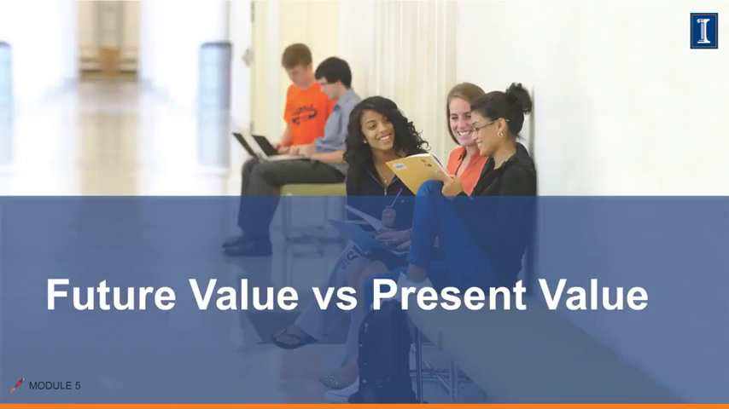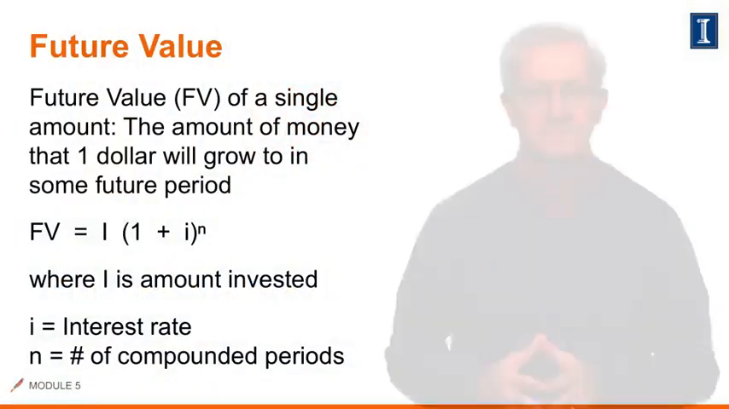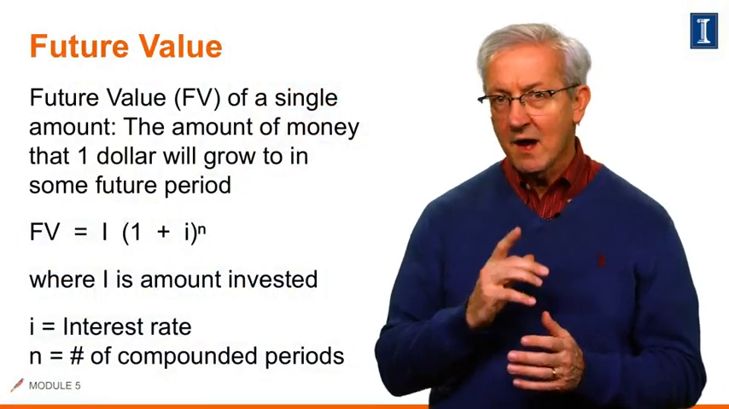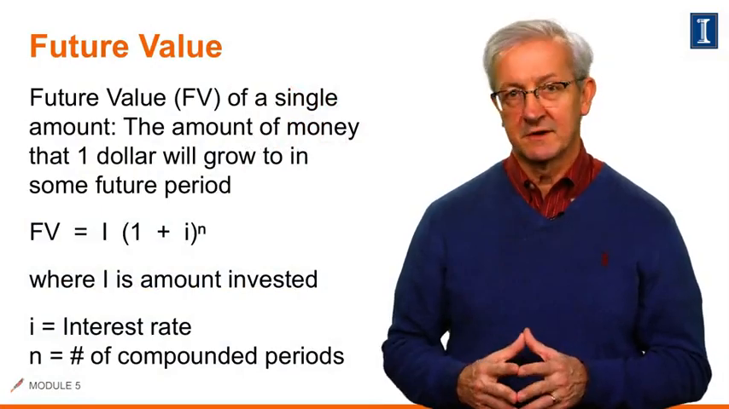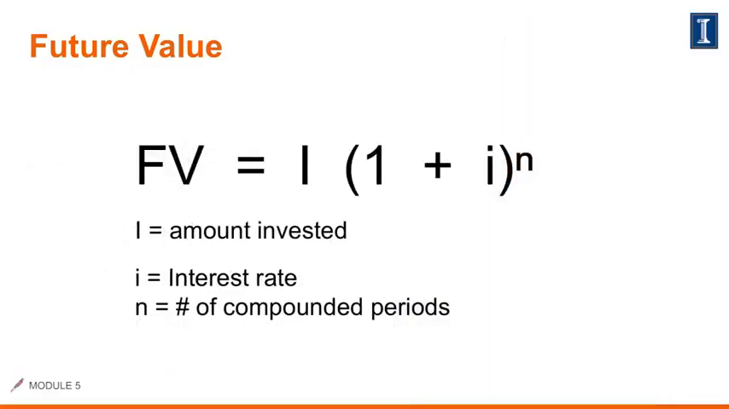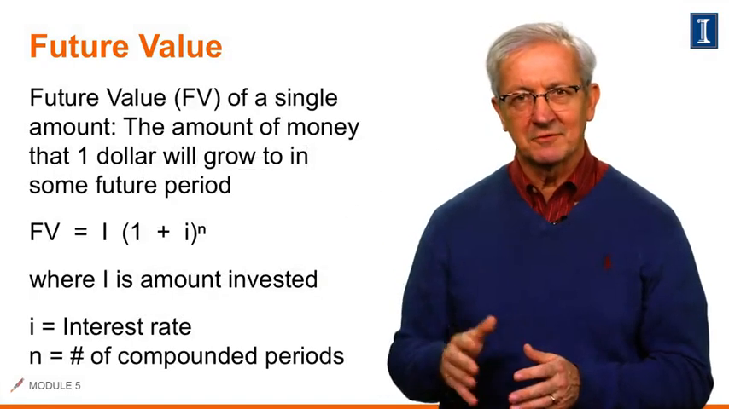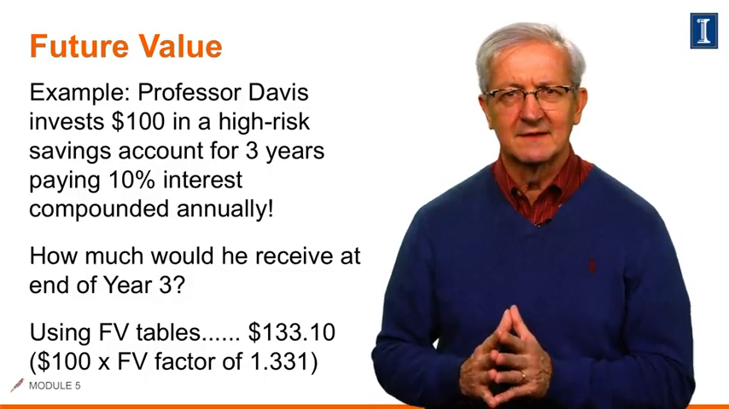Our next topic is present versus future value. First of all, let's talk about future value. The future value is the amount of money that $1 will grow to in some future period. To calculate future value, as you see here in the formula, it's investment, represented by I, times 1 plus little i to the nth power, where the little i is the interest rate and the n is the number of periods. Let's go through an example to make this make a little bit more sense.